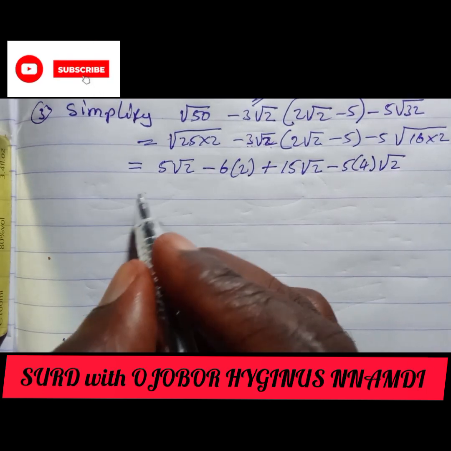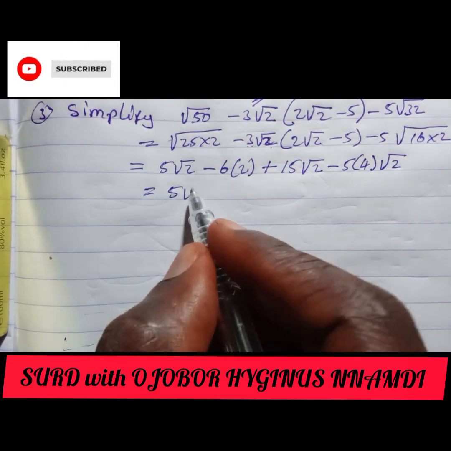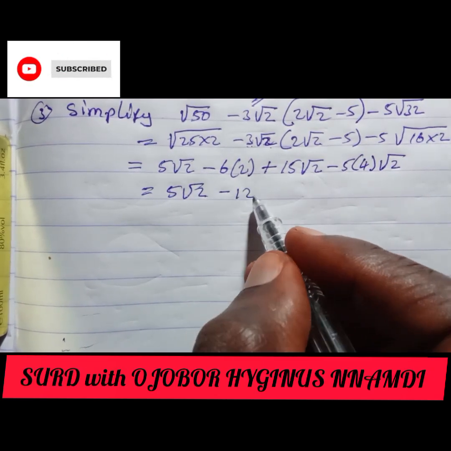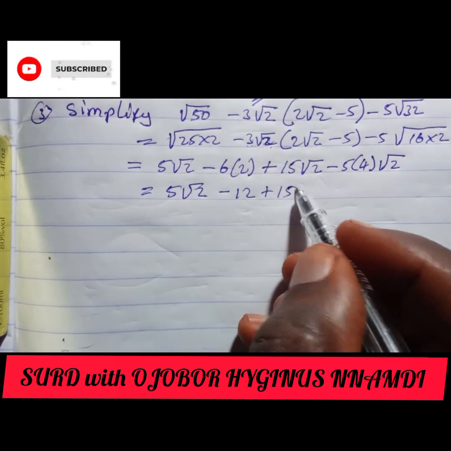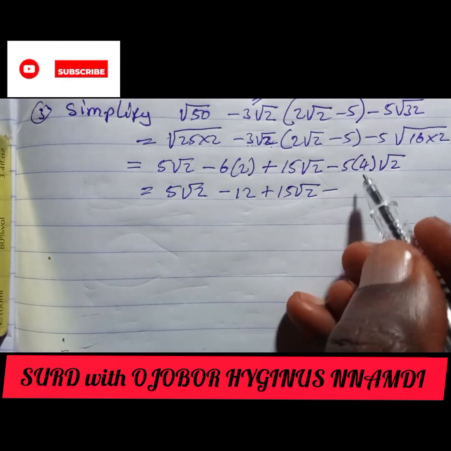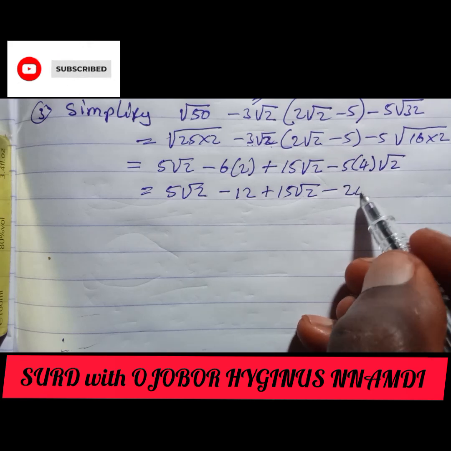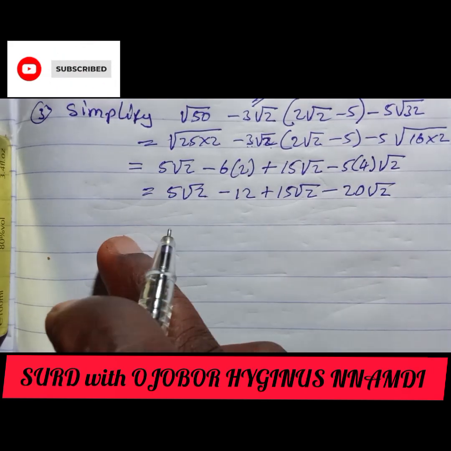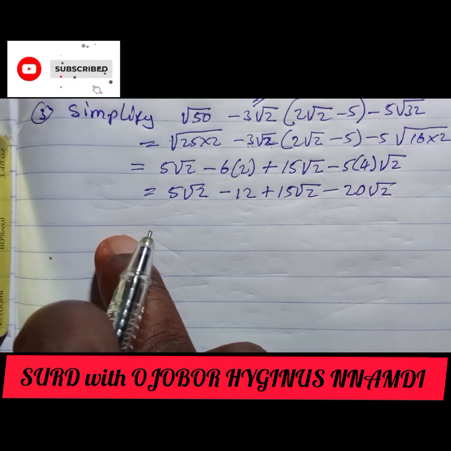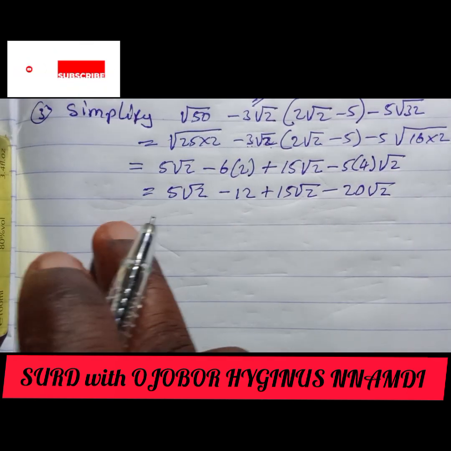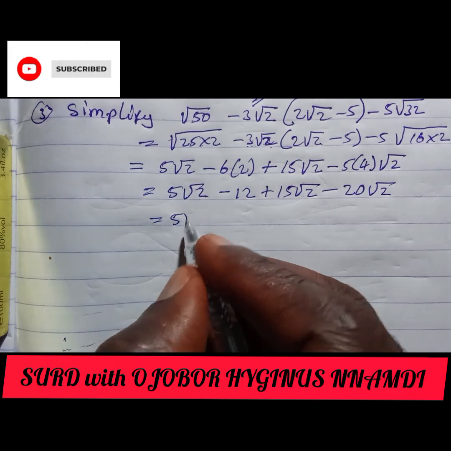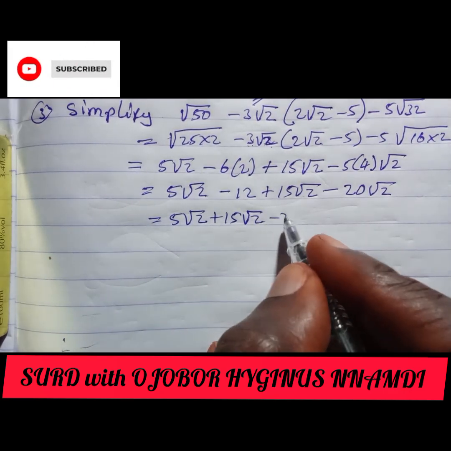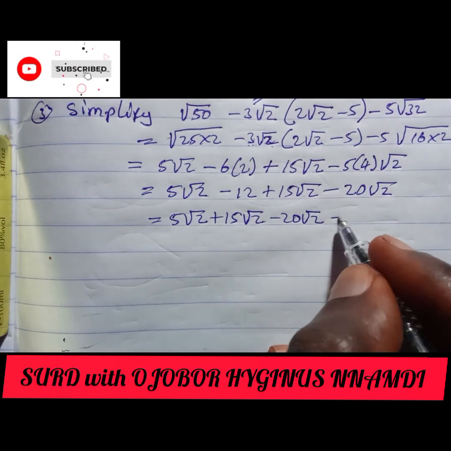So what we are going to have here is 5 root 2 minus 6 times 2 is 12 plus 15 root 2 minus 5 times 4 is minus 20, then root 2. We collect like terms. Those ones that are not carrying roots will be put together, and those ones that are root 2 will be put together. So we have 5 root 2 plus 15 root 2 minus 20 root 2, then minus 12.